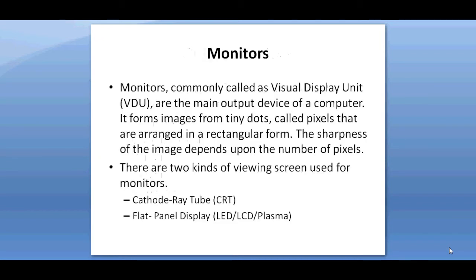First output device is monitor. Monitor, commonly called as video or visual display unit, are the main output device of a computer. It forms images from tiny dots called pixels that are arranged in a rectangular form. The sharpness of the image depends upon the number of pixels. There are two kinds of monitors. First, CRT. Second, flat panel display.